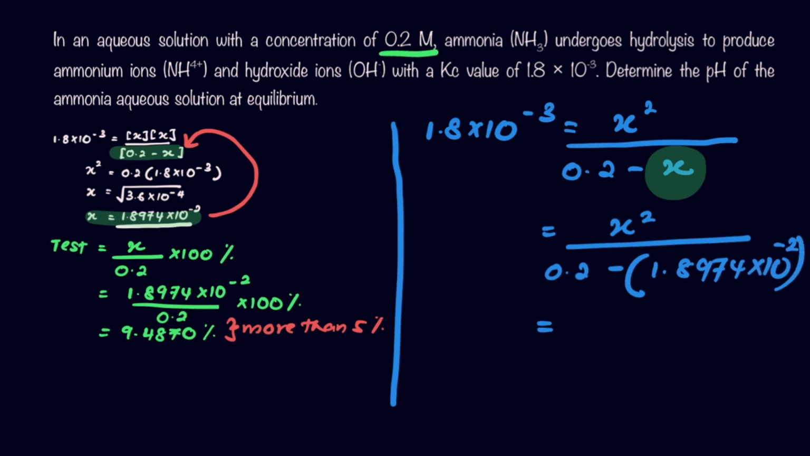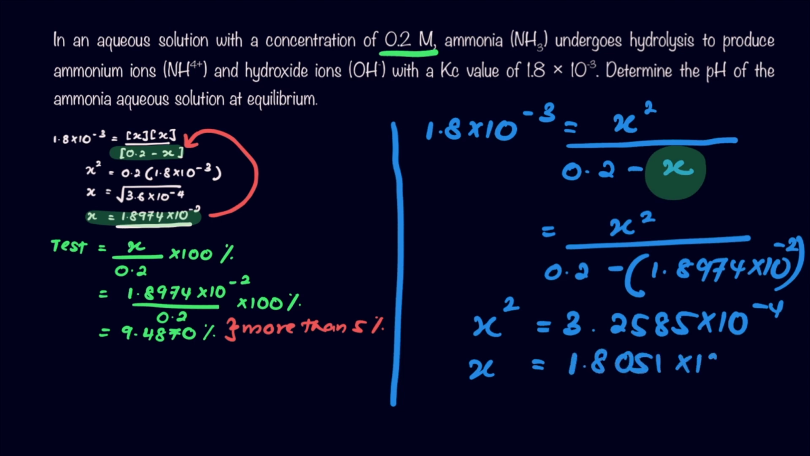From here you will get x squared equivalent to 3.2585 times 10 to the power of negative 4. So x is the square root of this value. You should get x equivalent to 1.8051 times 10 to the power of negative 2.